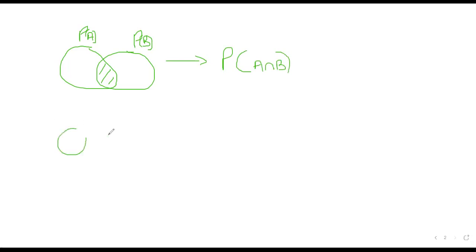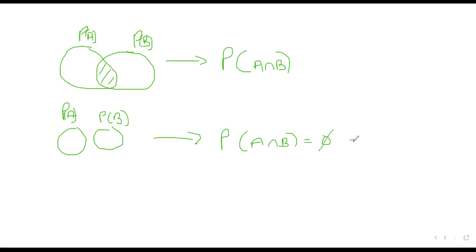For these events that are not common, it means they are disjoint events. So A intersection B is an empty set. So this is called a mutually exclusive event. You can also put an empty set here, or this is 0. There's nothing common between A and B.